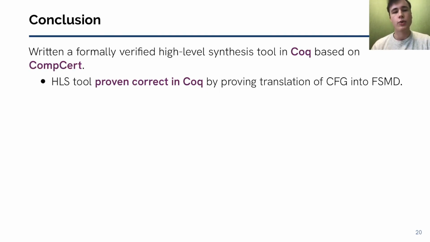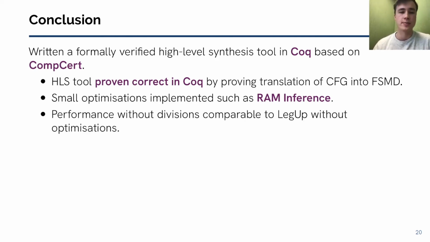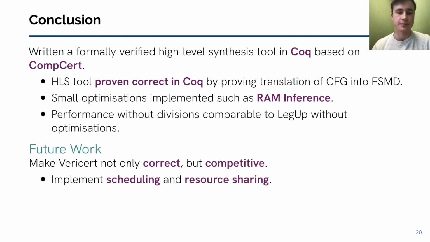So as a conclusion, we've written a formally verified high-level synthesis tool in Coq based on CompCert, and we've proven the translation from 3AC in CompCert to a proper Verilog as a state machine. We implemented a small optimization like RAM inference or RAM insertion in the HTL pass, so that our area usage is close to the area usage of existing HLS tools. And performance without division is comparable to LegUp without optimizations, which is very encouraging.